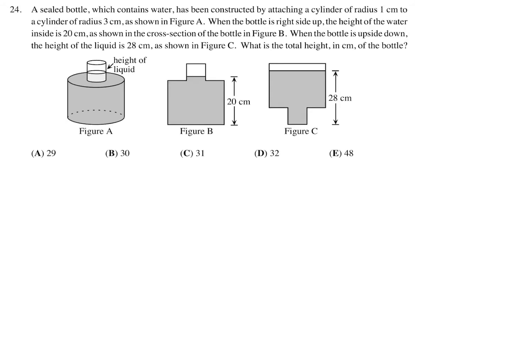A sealed bottle which contains water has been constructed by attaching a cylinder of radius 1 to a cylinder of radius 3 centimeters, as shown in figure A. When the bottle is right side up, the height of the water inside is 20 centimeters, as shown in the cross section of the bottle in figure B. When the bottle is upside down, the height of the liquid is 28 centimeters, as shown in figure C. What is the total height in centimeters of the bottle?